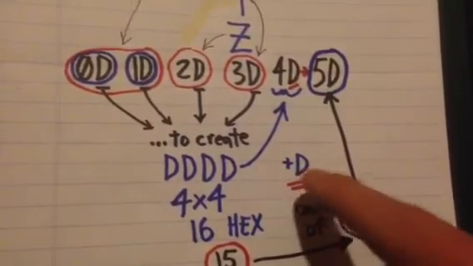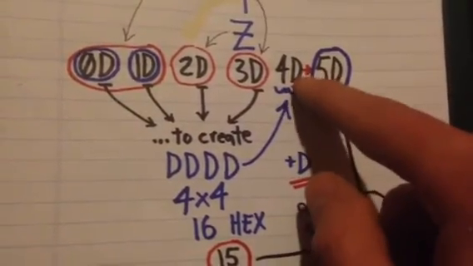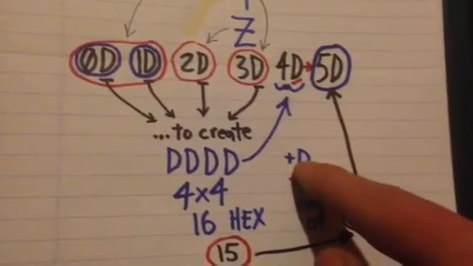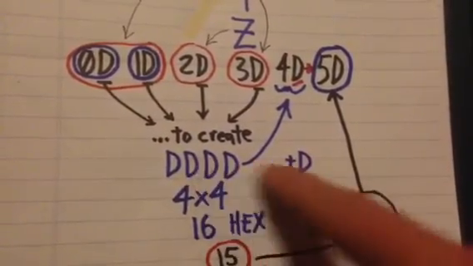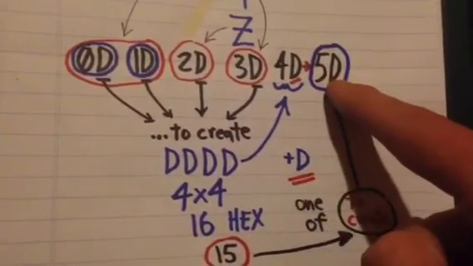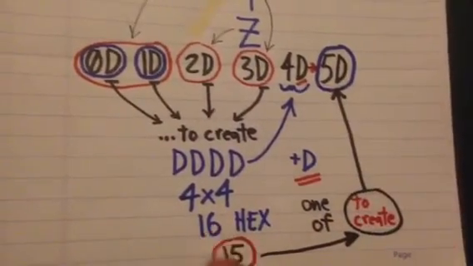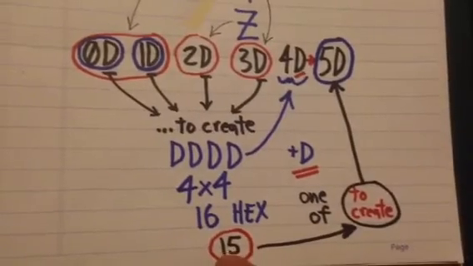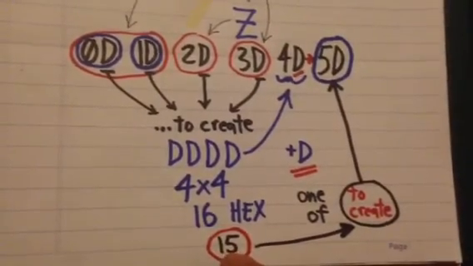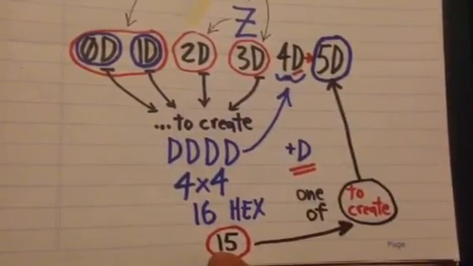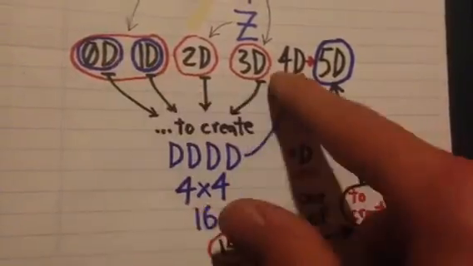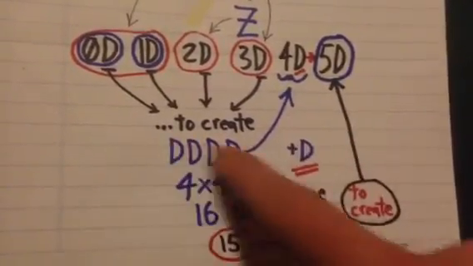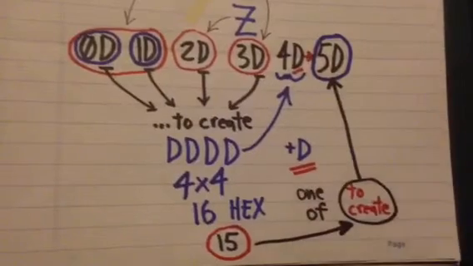Okay? And look, we have a new D. We have another plus D. That means we have 5 D's now. So 5 of them. Okay? And 16 in hex is a 15 encircled. And 15 encircled means we've learned a 5. So we've learned 0, 1, 2, 3, 4, and 5. And we now have 5 Ds. So 5 and the 5 Ds create the 5th dimension.